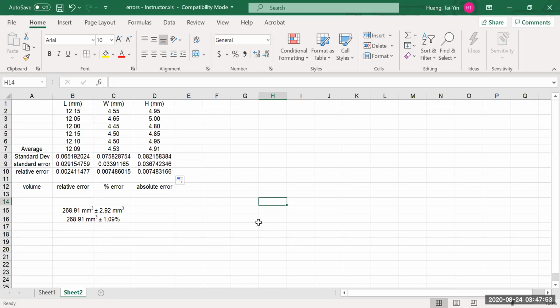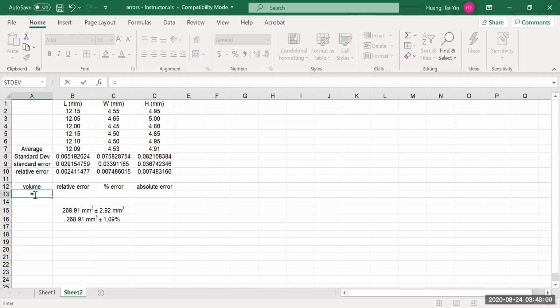All right, so how do we calculate volume? Click on the empty cell and then hit equals, and then for volume, we're going to use the average value of length, width, and height to calculate volume. So we're going to do this: select the average value, and then multiply, we use star, and then click on this, and then star, and then click on this, and then hit enter. That gives the volume. So this is the volume of the iron bar.